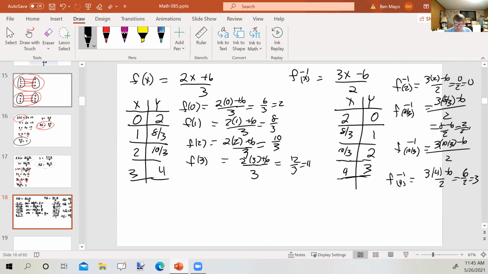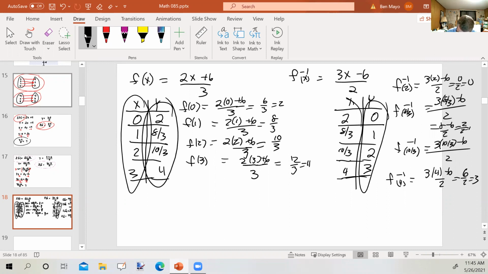And of course, by now, hopefully you've noticed that the domain of the original function is the range of the inverse function. The range of the original function is the domain of the inverse. So all the ordered pairs are interchanged. Why? Well, during the process of finding the inverse, the second step was to interchange x and y. Okay, so that's how that works.